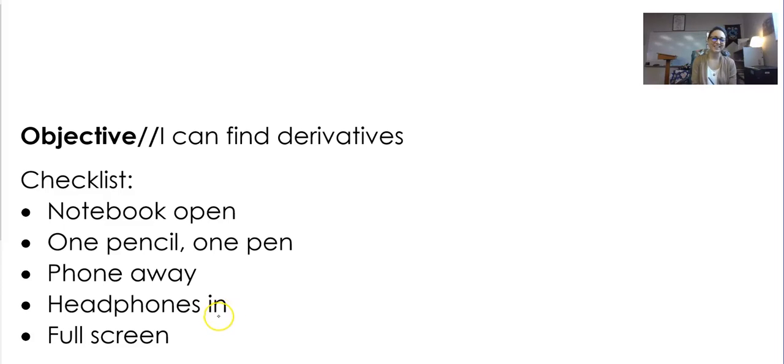Hi Pre-Calc, welcome back. Today our objective is going to be to find derivatives and to be able to define derivatives. So I've got the checklist on the screen. You know what to do from here.